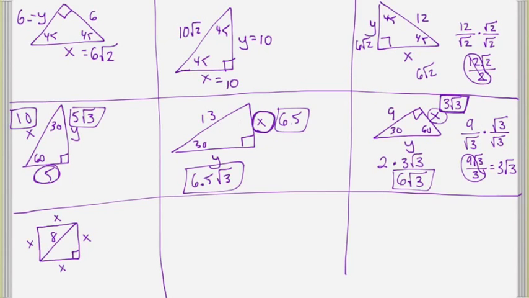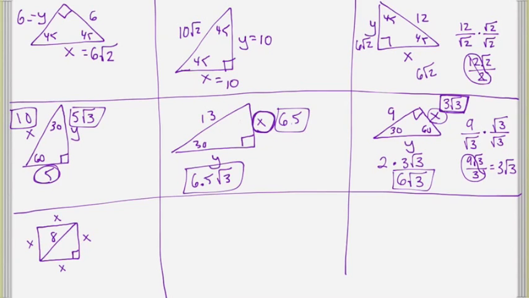All right, in this one we're given a square. All 4 sides are the same, and we have a right angle, so we know that's a square. We want to find what one of the sides of this square is. Is that triangle going to be a 30, 60, 90 or a 45, 45, 90?